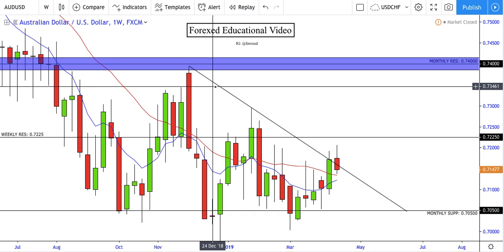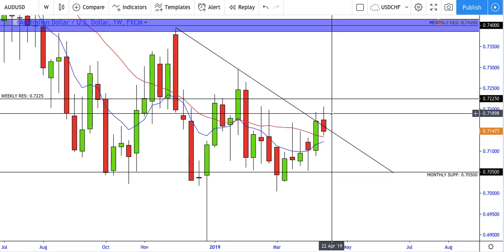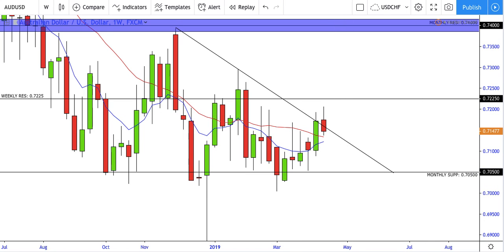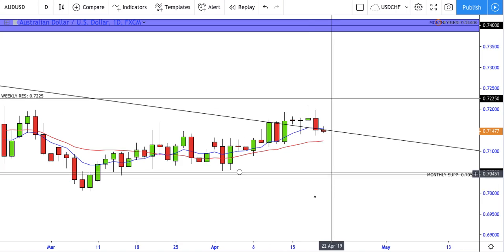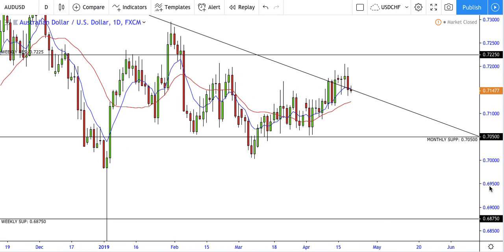So on the weekly time frame, because of the shooting star, we know that price is going to continue on a downwards push, most likely down to the 0.705, which is the next major support level. Okay, so now let's drop down to the daily time frame. Okay, there's a lot of stuff we have to go through on the daily time frame.